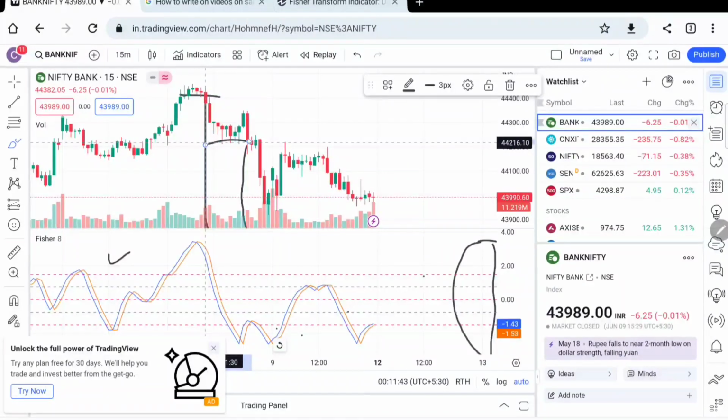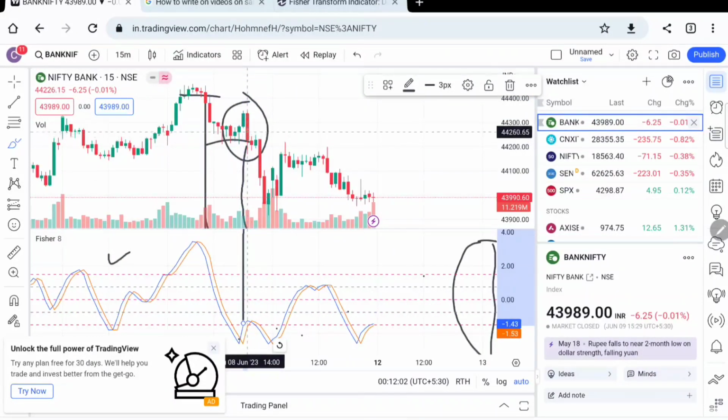Now for the bullish trend, how do we find it? First thing, the blue line should go above the red line. This is one indication, but at the same time you have to see the market. At that point when it goes above, you can see there is a big red candle. It's not a green candle, which means we should not take the trade, we should avoid the trade here. This is a wrong indication.